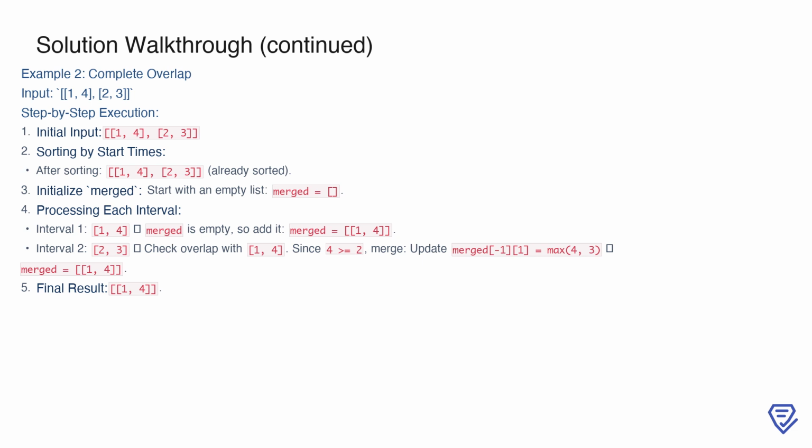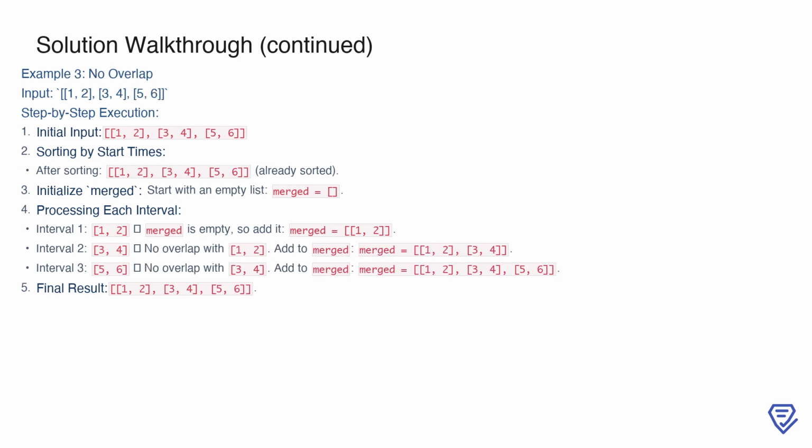Since 4 is greater than or equal to 2, these intervals overlap. To merge them, we update the end of [1, 4] to the maximum of 4 and 3, which remains 4. Hence, the merged result stays as [1, 4]. This example highlights how the solution handles cases of complete overlap, where one interval is fully contained within another.